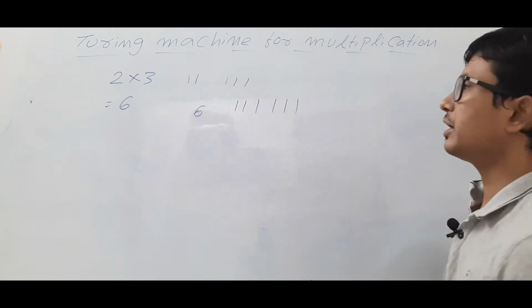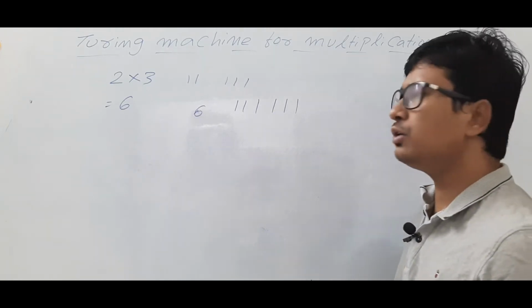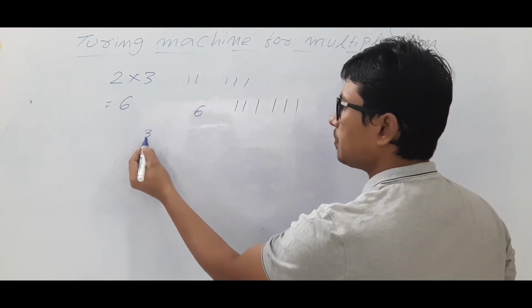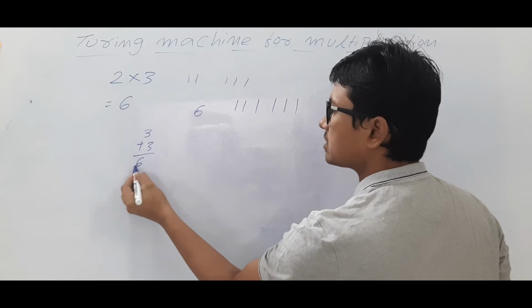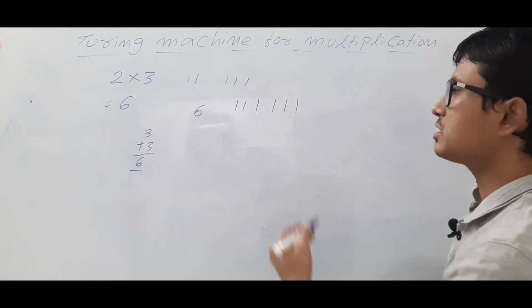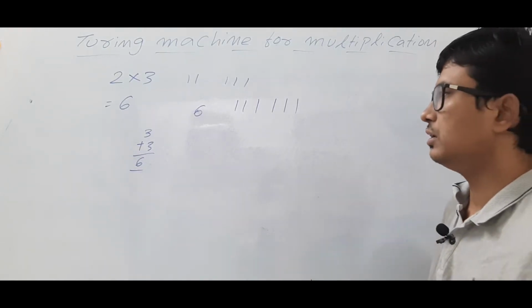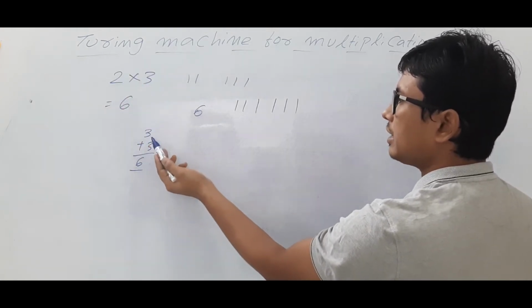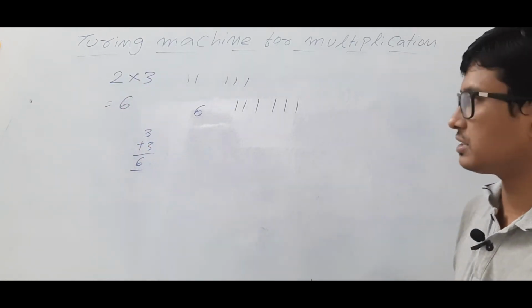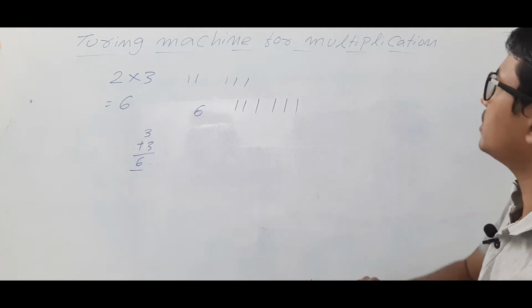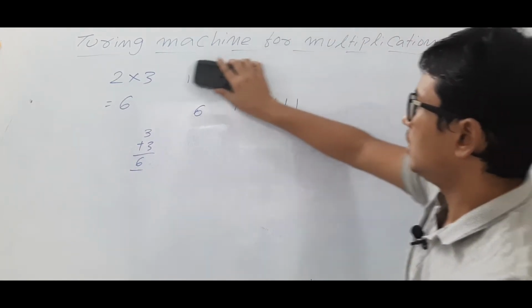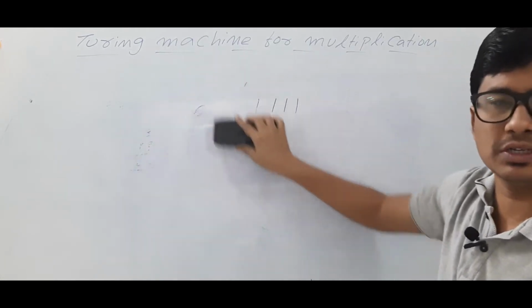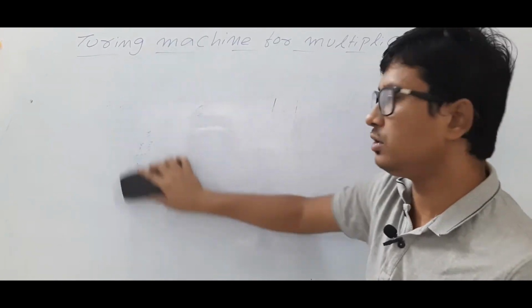Now, usually how do we do 2 into 3? It means 3 plus 3, and if you do it, we will get 6. Am I right? So the same principle I will use. If I want to do 2 into 3, 3 can be added twice so that you get 6. So how can we perform this operation in a Turing machine? We will first discuss the procedure, then we will construct the Turing machine.